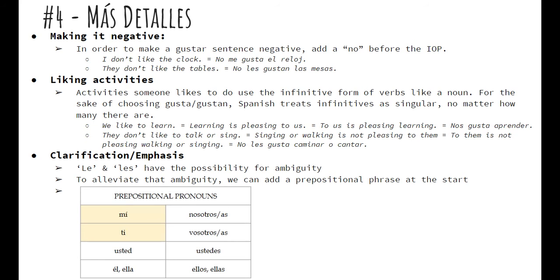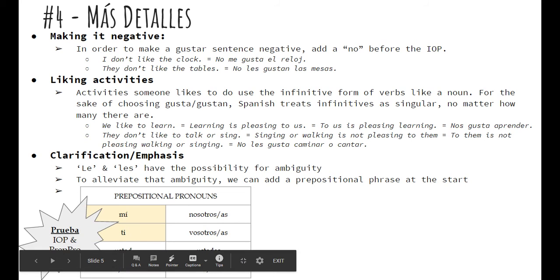So here are our prepositional pronouns. We have mí, ti, usted, él, ella, nosotros or nosotras, vosotros or vosotras, ustedes, and ellos or ellas. Now notice this is very similar to our subject pronouns. The only difference is in the first person singular, instead of yo, it's mí. And in the second person informal singular, you have ti instead of tú. You have an accent on mí, no accent on ti.